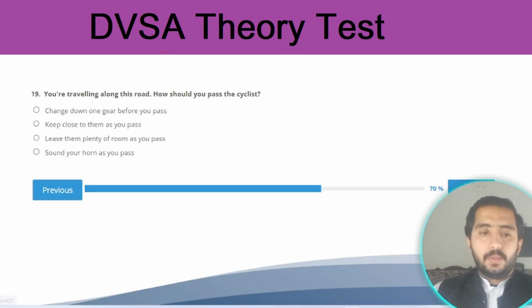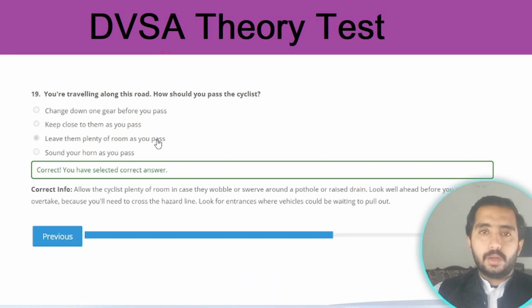Next question, question number 19. You are traveling along this road. How could you pass the cyclist? The correct option is leave them plenty of room as you pass. Option C is the correct one.